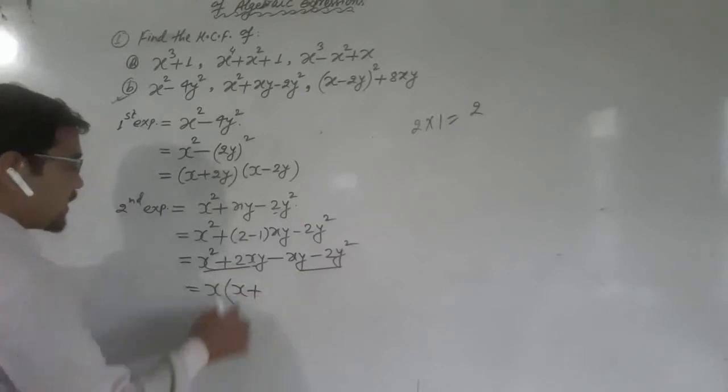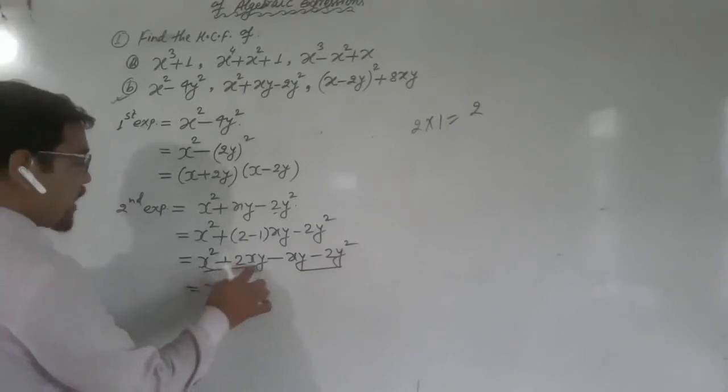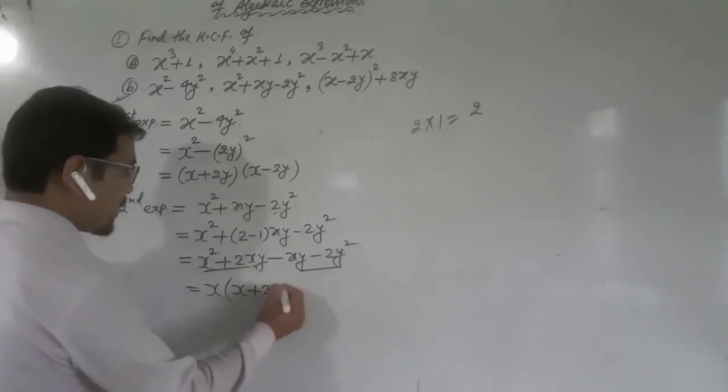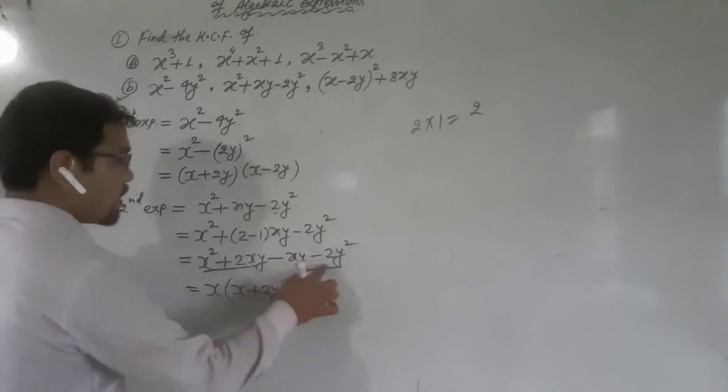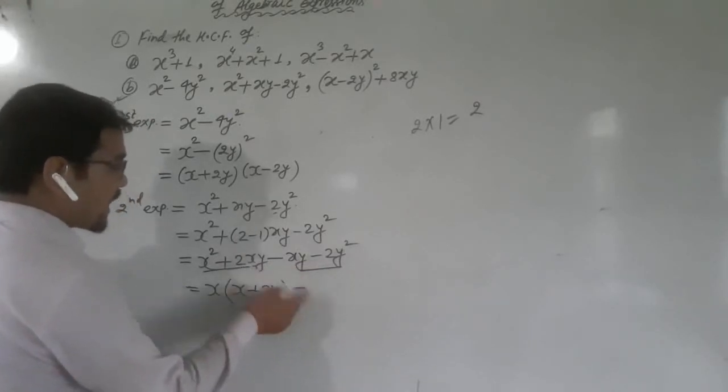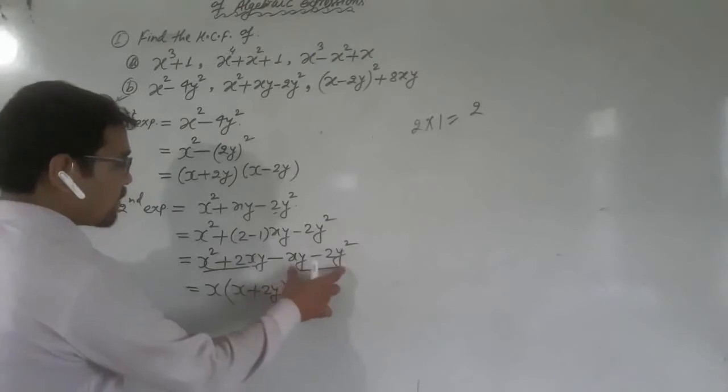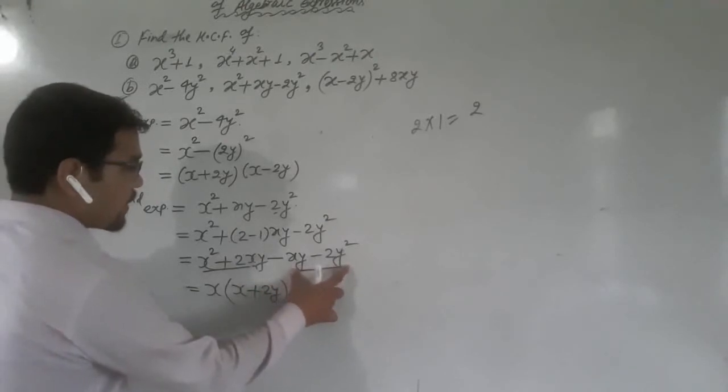Plus is as it is. The x is already common, 2y remaining, so we can write 2y here. And minus, here we have to write minus, and then minus we can write plus, then plus we can write. From the back side, what is common? Can you tell me?